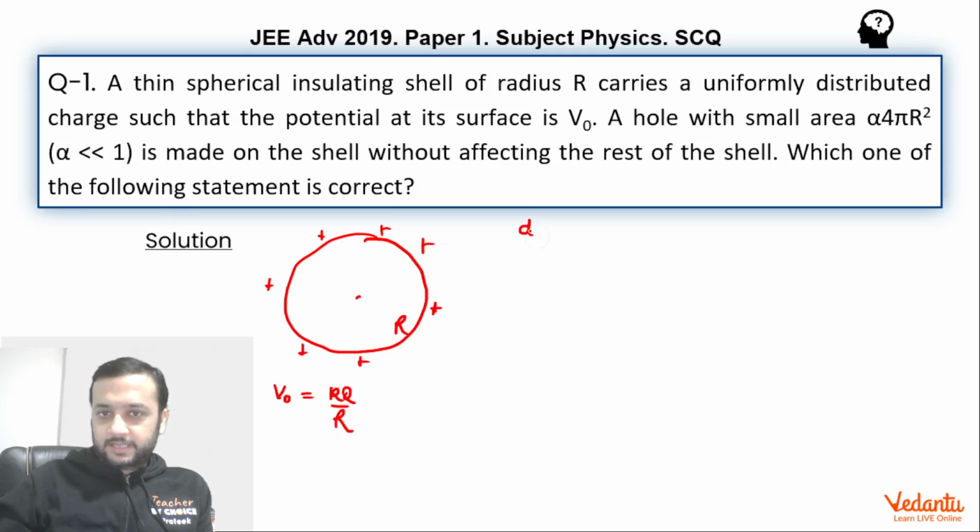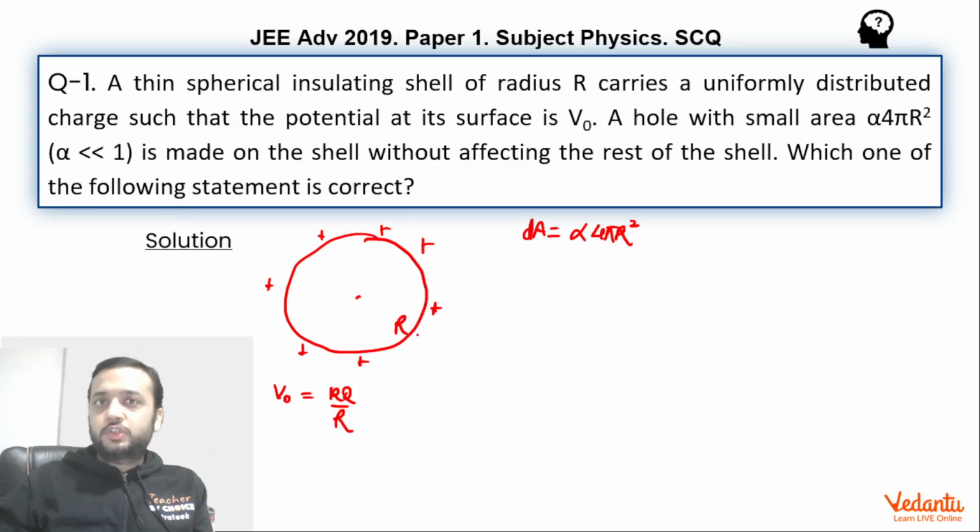So we can say that dA, the area that has been removed, is alpha into 4 pi r square. 4 pi r square is the total surface area of the shell, and alpha is a very small fraction. So we have to see that a very small part of the area has been removed. Now since charge is uniformly distributed on the area of the shell, can we say that alpha fraction of the charge will also be removed?